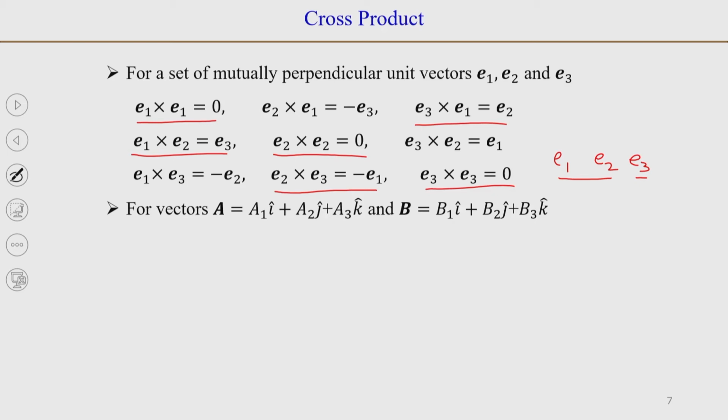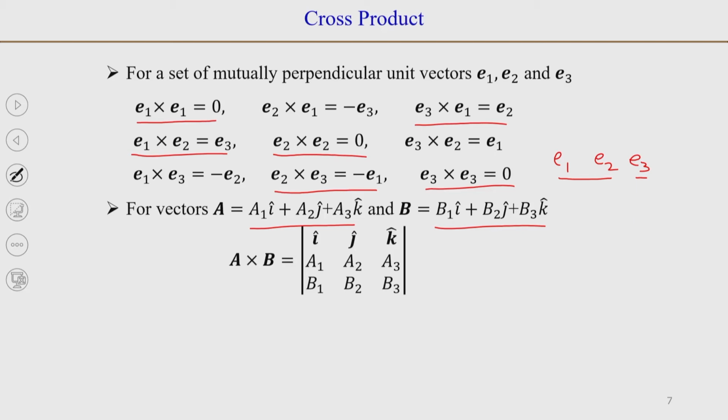Okay. So, if you have vectors a1 i plus a2 j plus a3 k and b1 i plus b2 j plus b3 k, then their cross product can be written in terms of a matrix, where the first row is the unit vectors i, j and k. The second row is the components of the first vector A: a1, a2 and a3, and the third row will be the components of the second vector: b1, b2, b3.